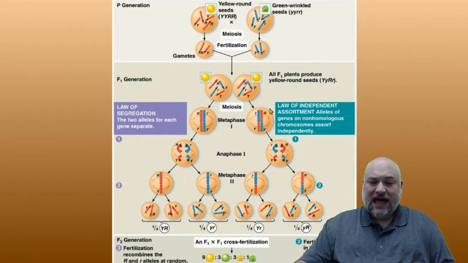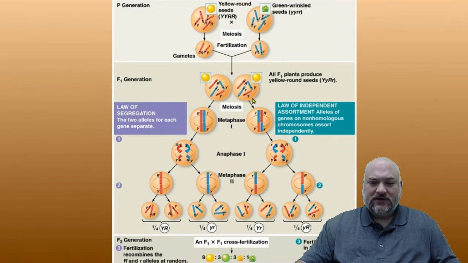And we can see how that happens by following what happens to those genes on the individual chromosomes as they go through meiosis. So we see over here the law of segregation. The two alleles for each gene get separated here as we go through, and we can wind up with a big R here and a big R there, and a little R here and a little R there.